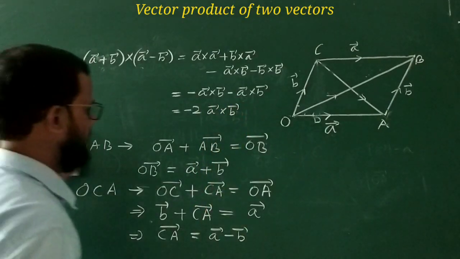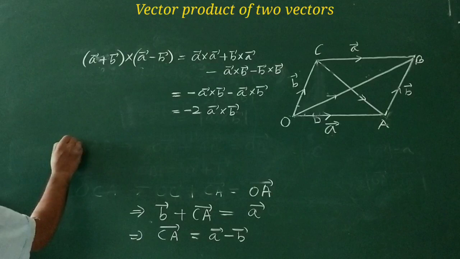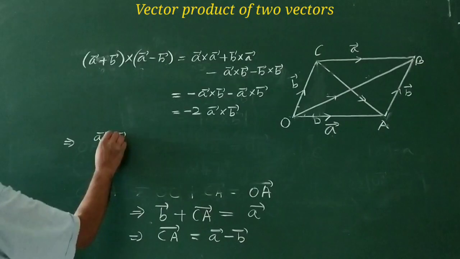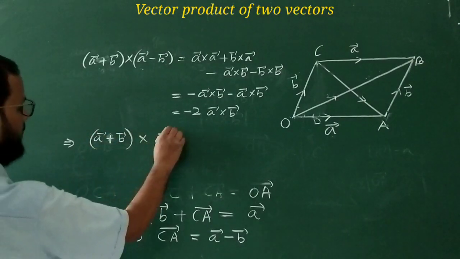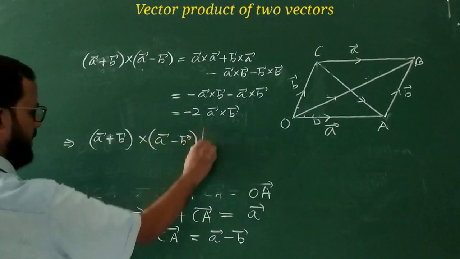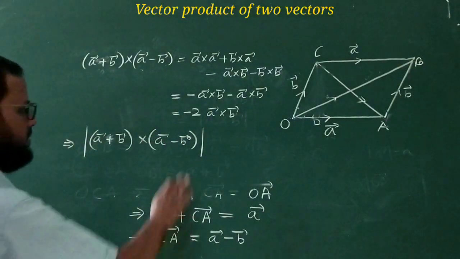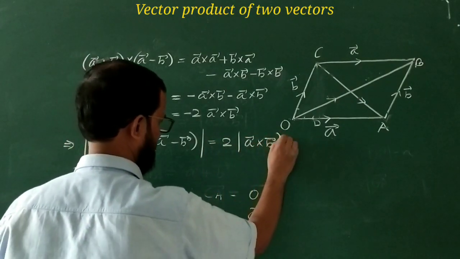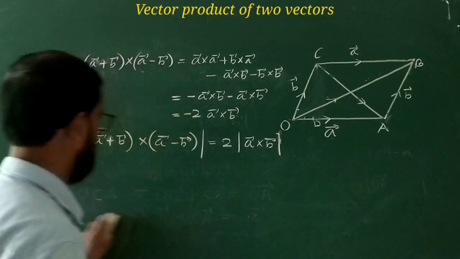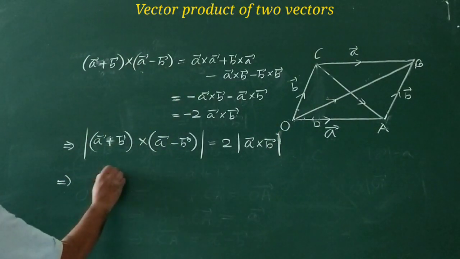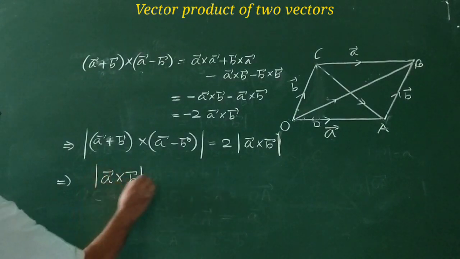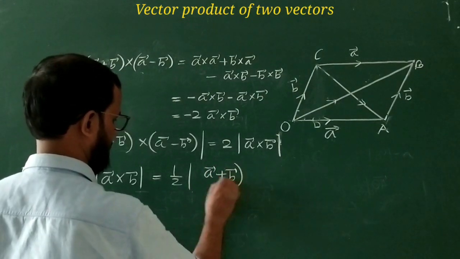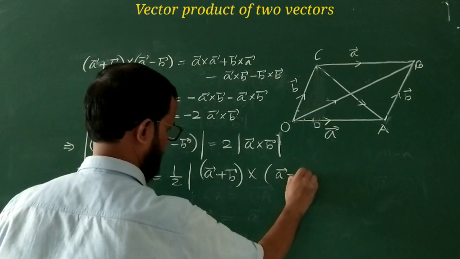After this, if you take the magnitude on both sides, you will get the magnitude of A vector plus B vector cross A vector minus B vector. If you take magnitude on both sides, then this minus 2 will become plus 2 into the magnitude of A cross B. From here you can get an interesting result: the magnitude of A cross B is equal to half into the magnitude of A vector plus B vector cross A vector minus B vector.